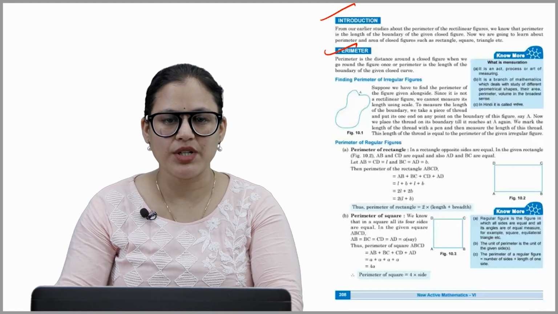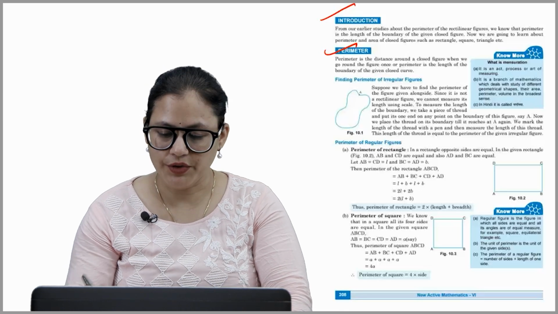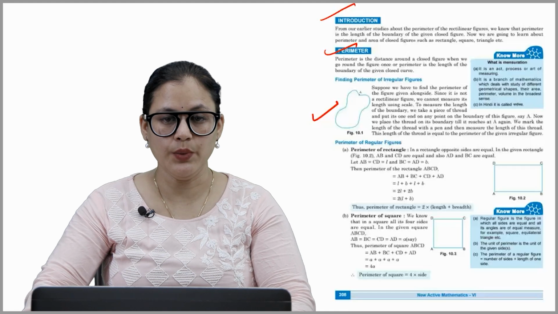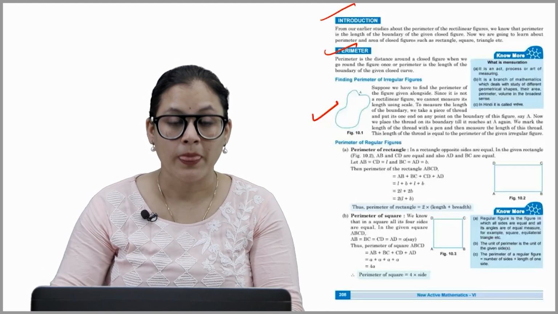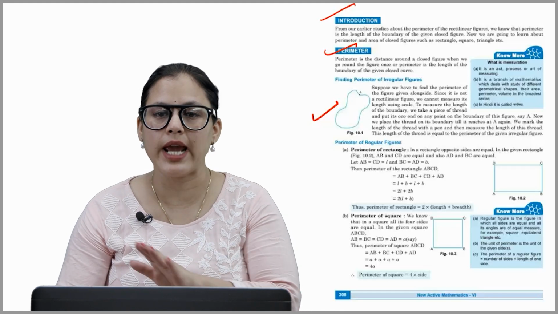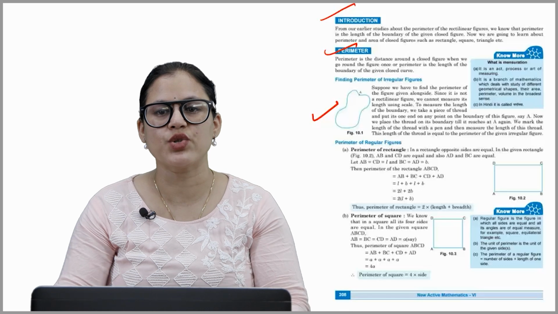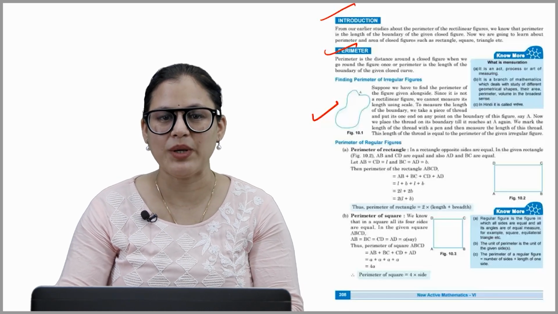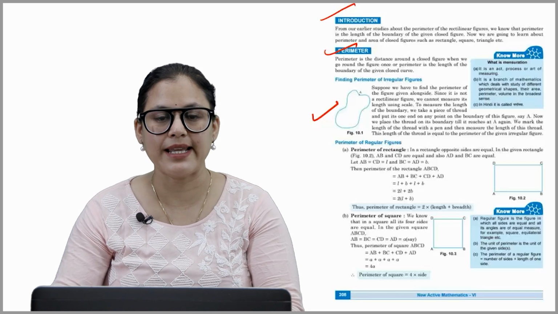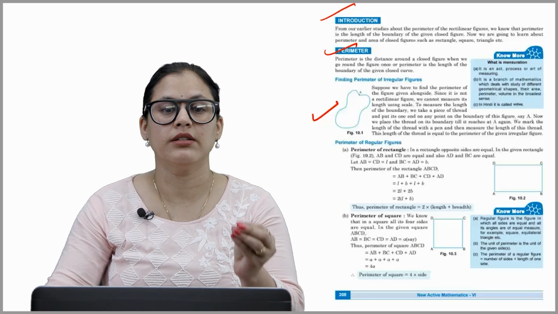Finding perimeter of irregular figures. Suppose we have to find the perimeter of the figure given alongside. Since it is not a rectilinear figure, we cannot measure its length using a scale. To measure the length of the boundary, we take a piece of thread and put one end at any point of the boundary of this figure, say A. Now we place the thread on its boundary till it reaches A again. We mark the length of the thread with a pen and then measure the length of this thread. This length of the thread is equal to the perimeter of the given irregular figure.